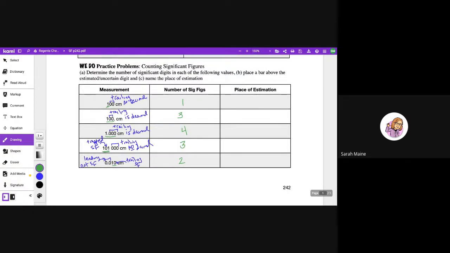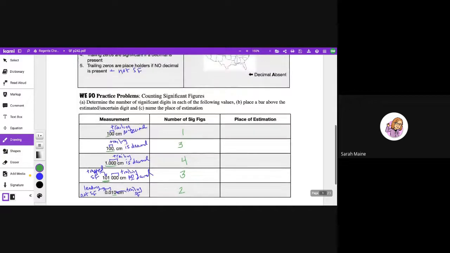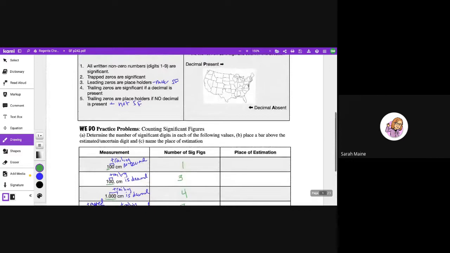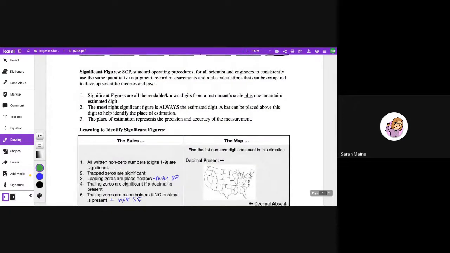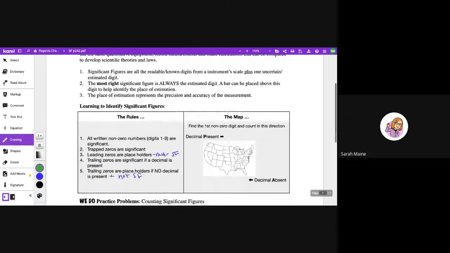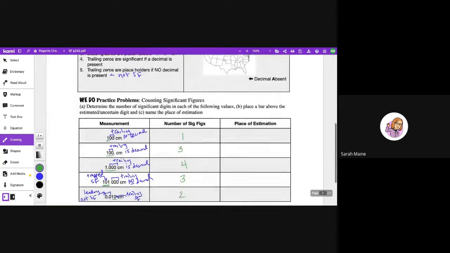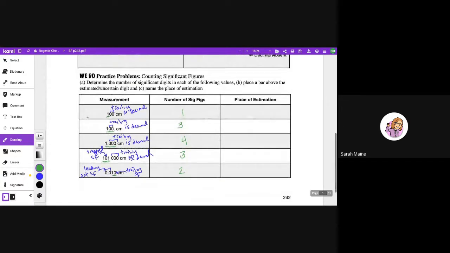Okay, so now the place of estimation. First I want to go back to the rules. I'm going to come back up here. Okay, so point number 2. The most right significant figure is always the estimated digit, and we place a bar above it. So I want to do that next here. Okay, so this is part B. Place a bar above the estimated uncertain digit. So I'm going to change my color to red here.